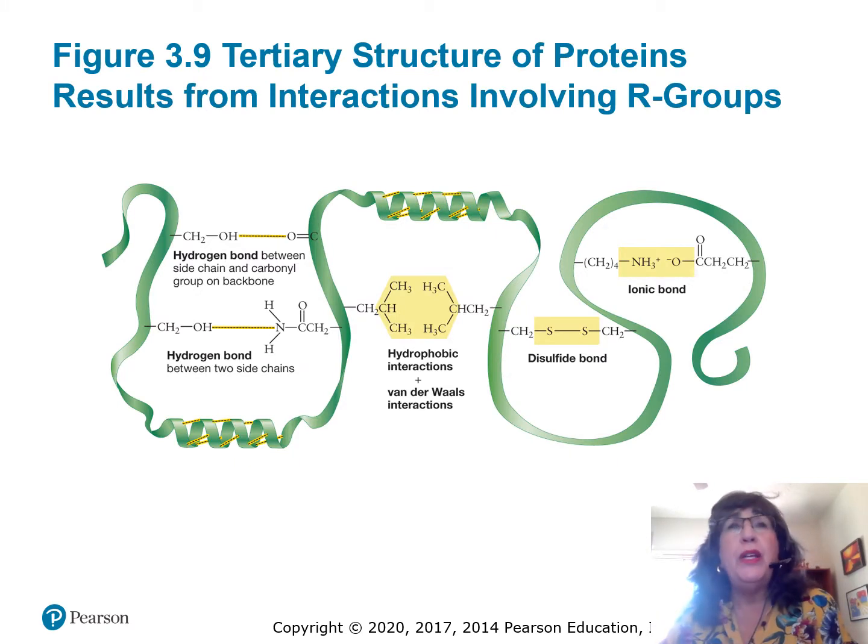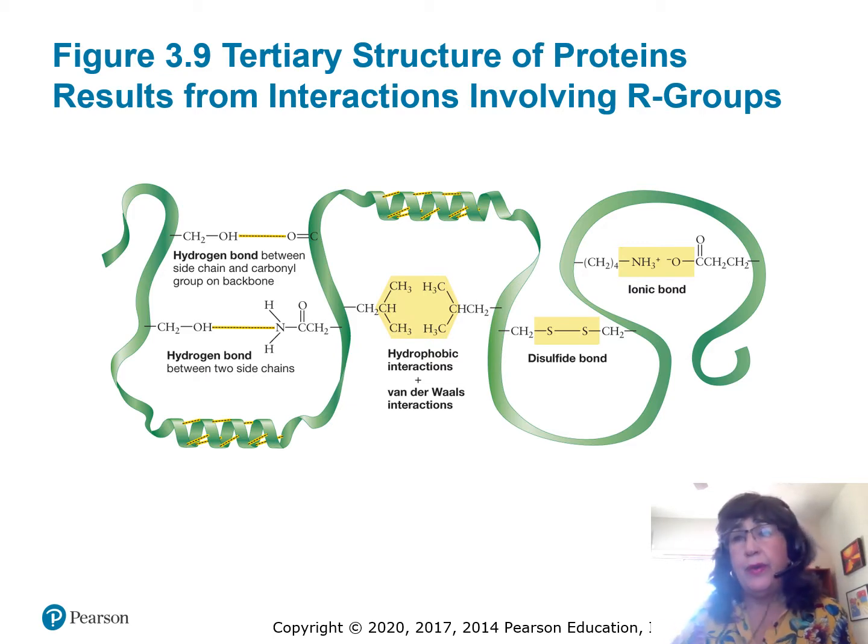I really appreciate figure 3.9 because it shows the 5 ways that side chains interact to give more dimension to a protein. And you know, more than likely, this will also be a test question. So this diagram is really wonderful.